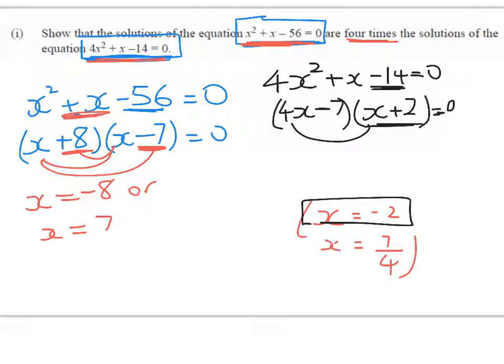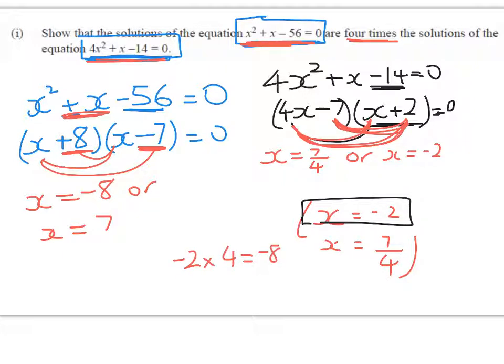Now let's just check that that's going to work. 4x squared minus 7x plus 8x, so that's looking good, minus 14, so that's all very nice, and that gives me the solutions of x equals 7 over 4 or x equals negative 2. And we can see that negative 2 times 4 equals negative 8, and 7 over 4 times 4 equals 7, as required.